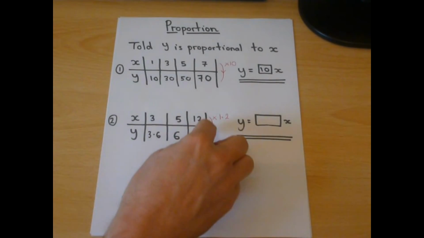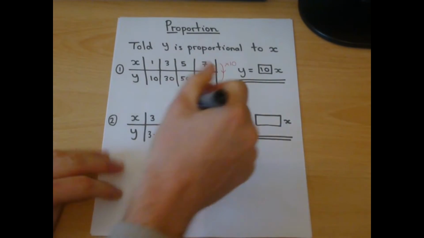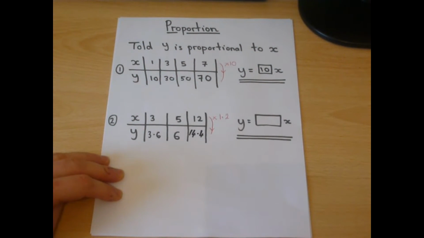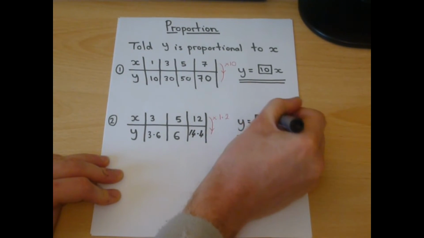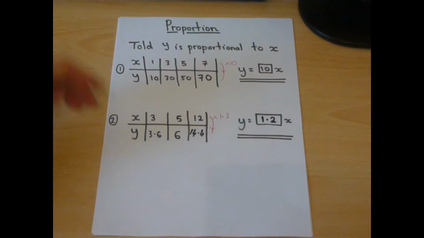So if x is 12, 12 times 1.2 is 14.4. We can therefore find the missing value, and it means that y is always 1.2 lots of x. So y is proportional to x means that there is a common number which you either multiply or divide by to get from x to y.